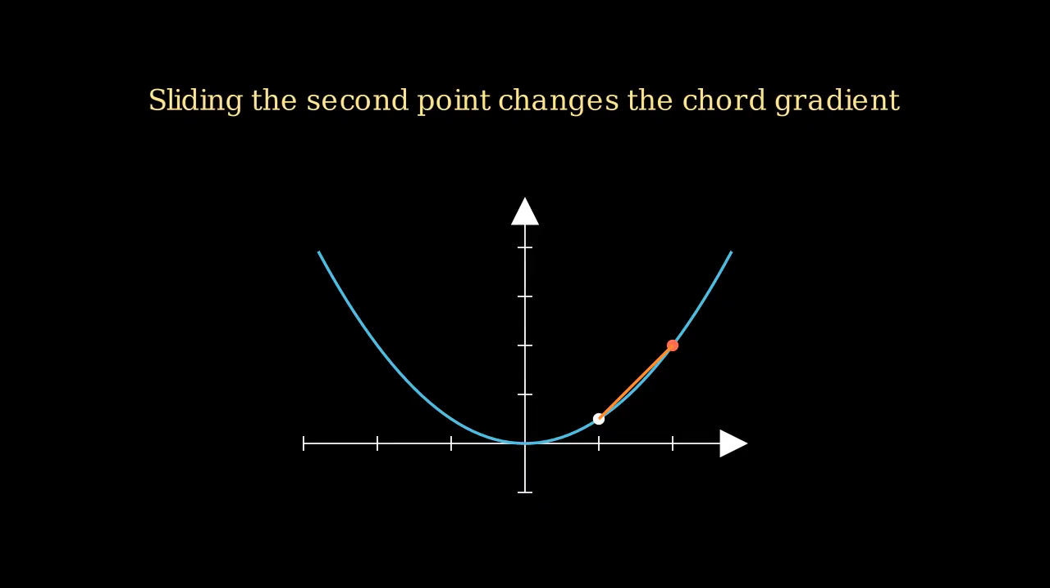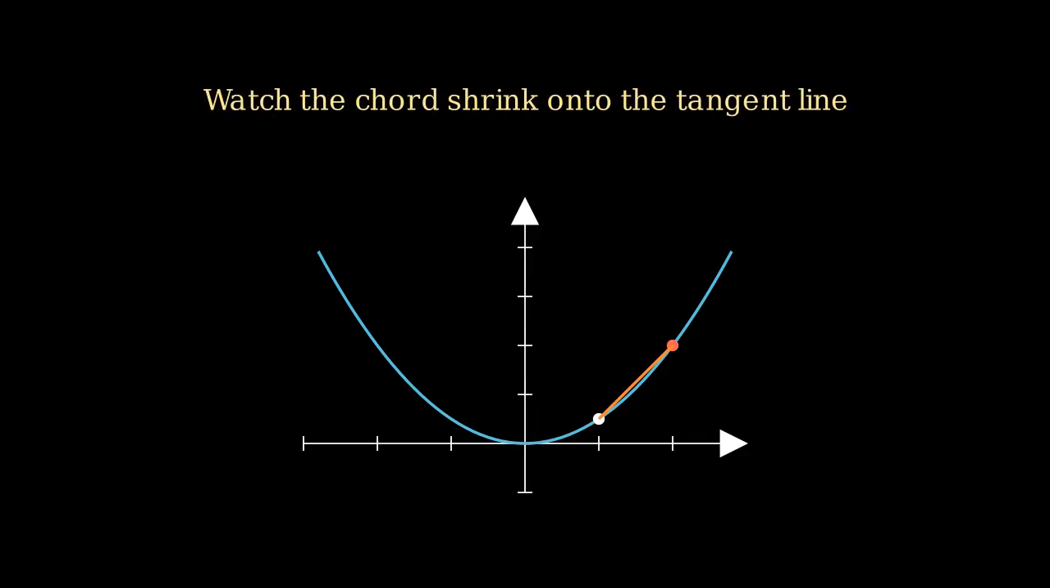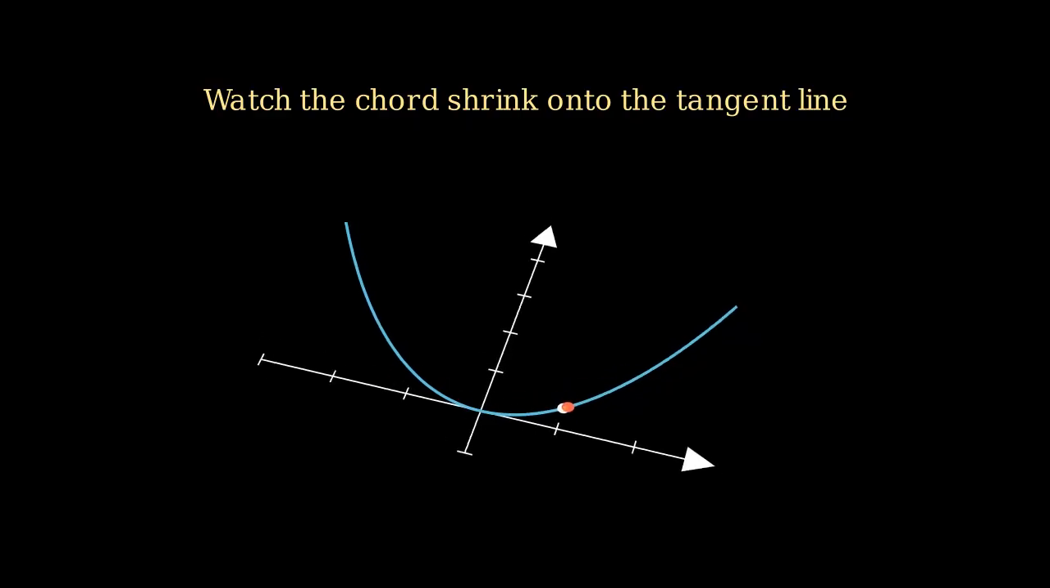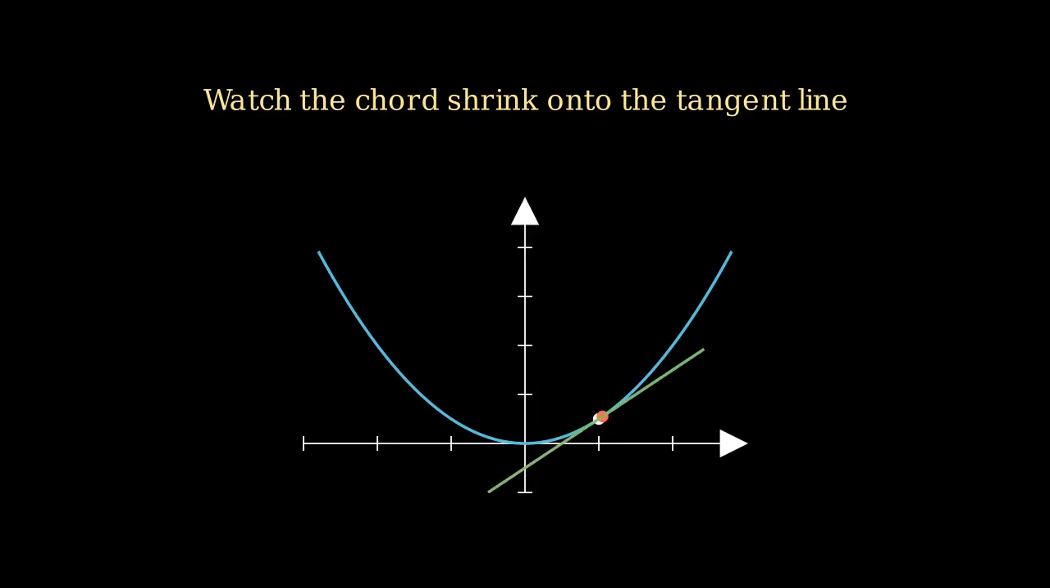Watch the chord shrink. As the gap between the 2 points shrinks towards zero, the chord rotates and settles onto the tangent line, the line that just touches the curve at that one point. This limiting process is the whole idea behind differentiation.